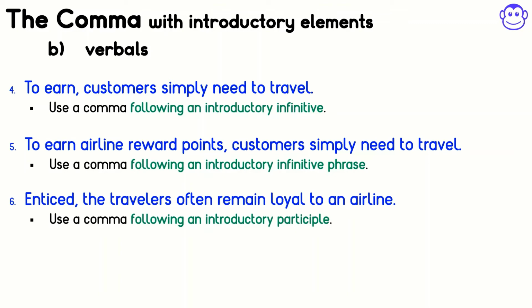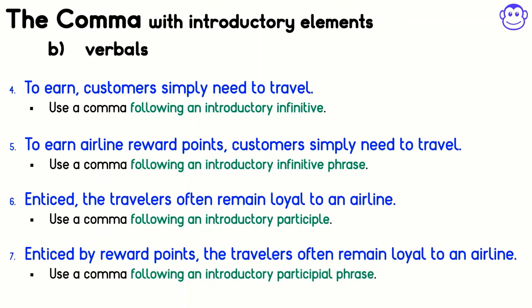As with infinitives, we can extend the participle into a participial phrase by adding some more information, for example, about what entices the travellers. And again, a comma is always necessary following an introductory participial phrase.